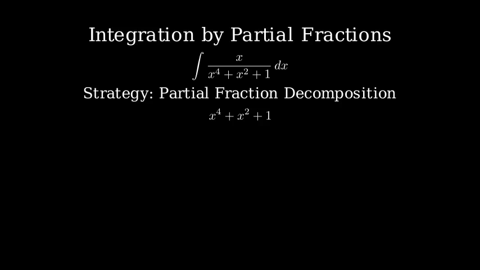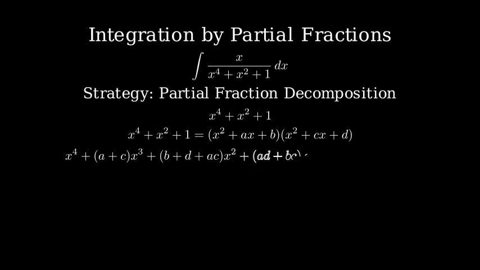First, let's analyze the denominator. This denominator is a fourth-degree polynomial that cannot be factored over the real numbers. However, it can be factored into two irreducible quadratic factors. Let's call them a and b. To find these factors, we can expand the right side and compare coefficients.